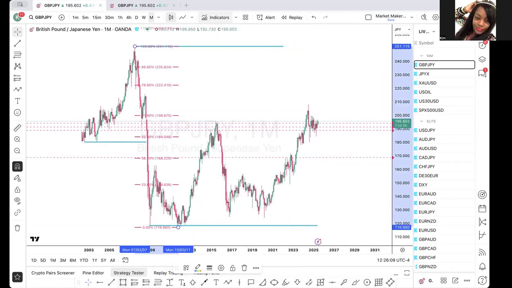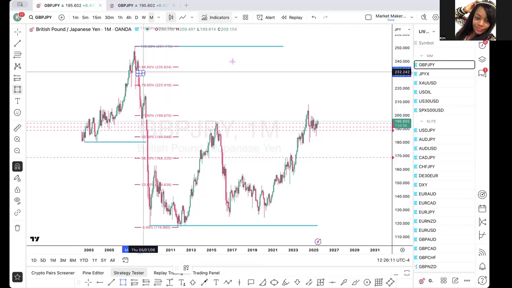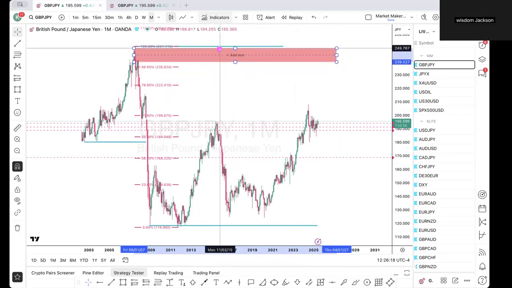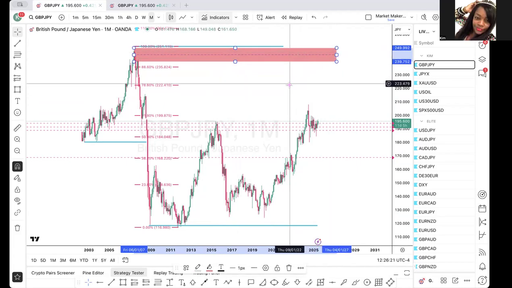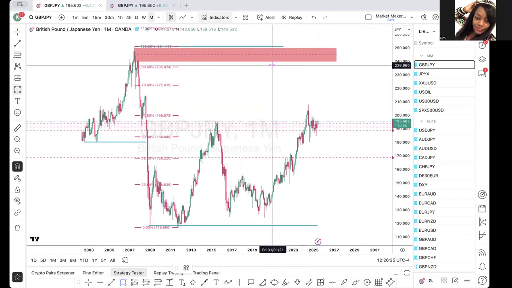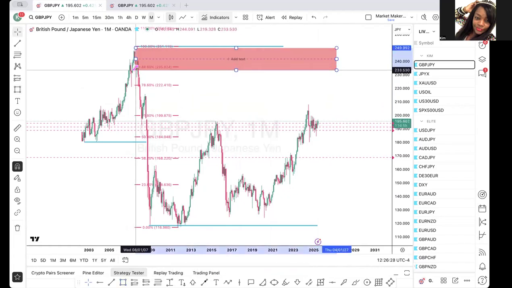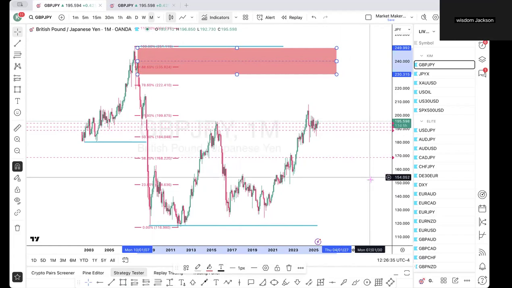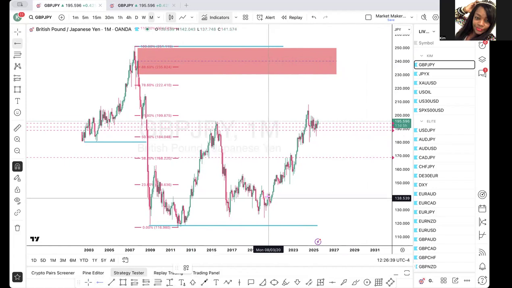If I mark up my supply zone, this is my supply zone, or I can even mark up this one here. I'm looking for price to come up into one of these zones and sell all the way back down to here. Let me just mark up this one.